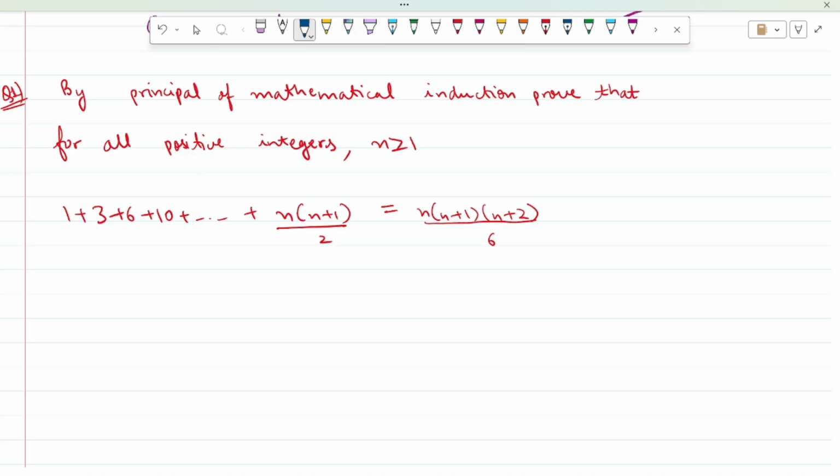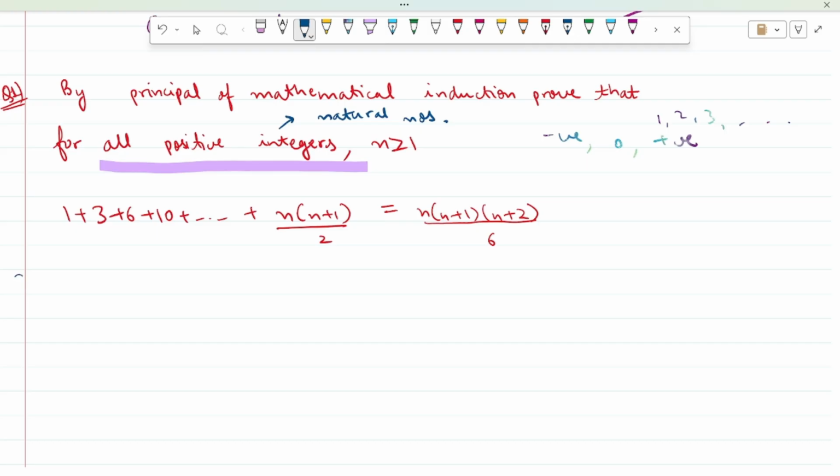By principle of mathematical induction, prove that for all the positive integers. What are integers basically? All the negative numbers, 0 and the positive. So positive numbers start from 1, 2, 3. So positive integers means natural numbers only. So for all the positive integers, that means natural numbers starting from 1. We need to prove this statement.